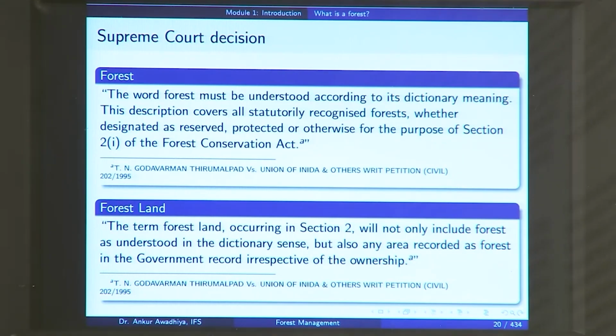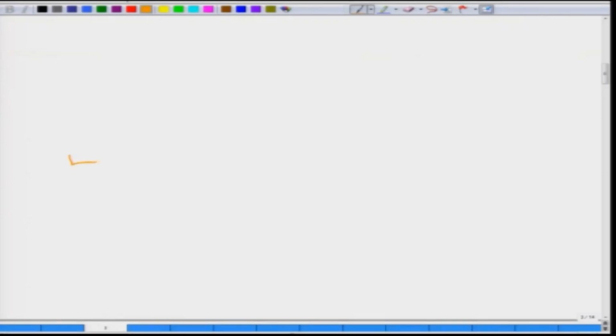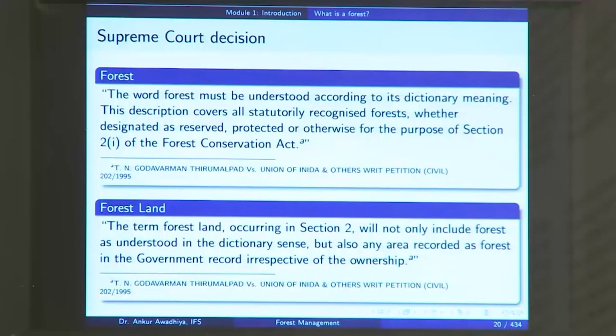So, for instance, in this case the Supreme Court is saying that you have a piece of land and in your records this land is a revenue forest, but if you now go to this area, you are not seeing any trees or undergrowth. This area is now completely bare. So, is this area a forest? The Supreme Court would say no, this area is not a forest, because this is not coming under the dictionary definition of forest. But then is this area a forest land? Is this land a forest land?